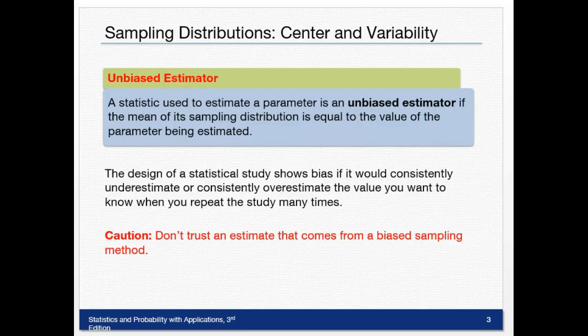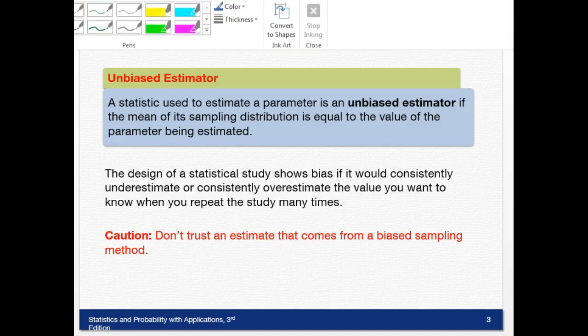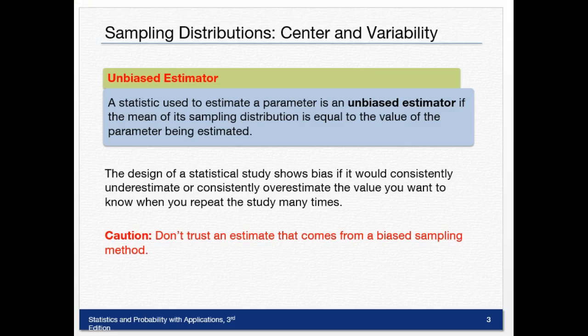So what we get is called an unbiased estimator. Here's the definition. A statistic used to estimate a parameter is called an unbiased estimator if the mean of its sampling distribution is equal to the value of the parameter being estimated. That means if I'm trying to predict the mean of a population, then the mean of all my means from my samples is going to be equal to whatever the population mean is. And that's because we've chosen an unbiased estimator. It means it's going to be really close to the real value.